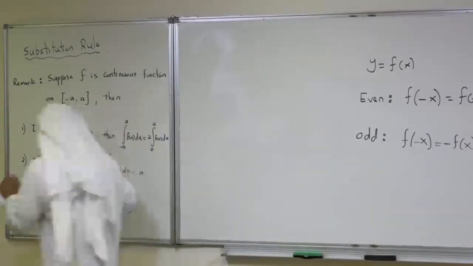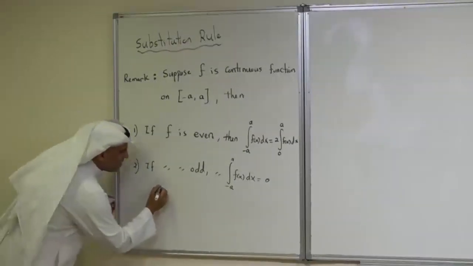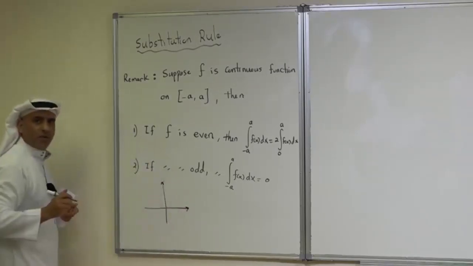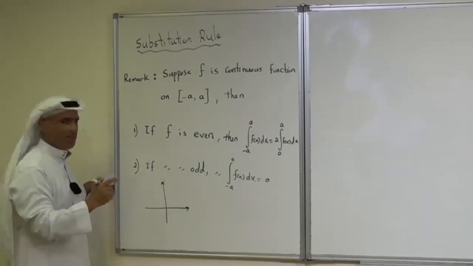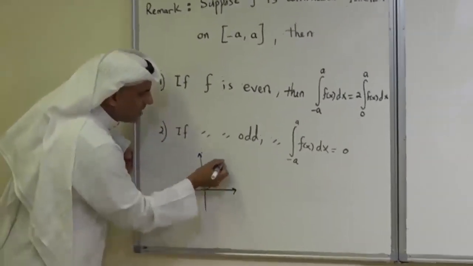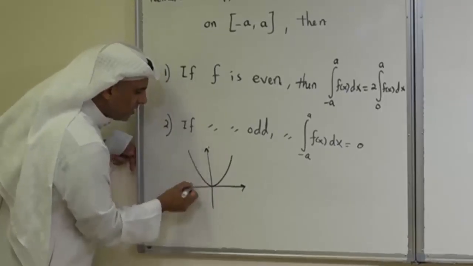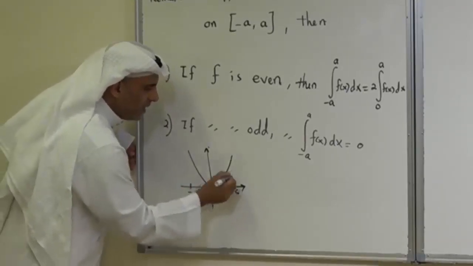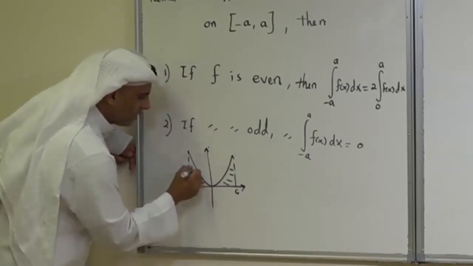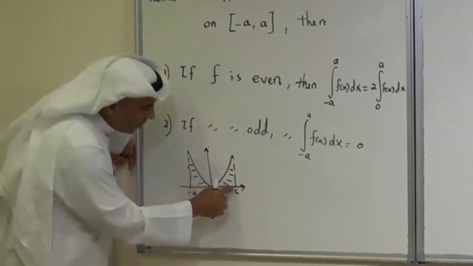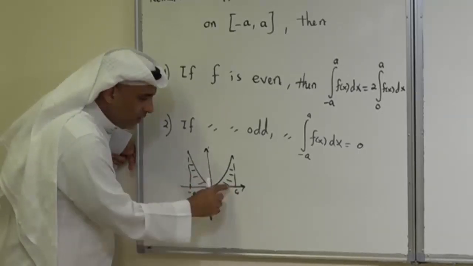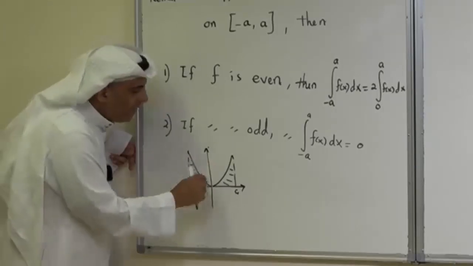Let us just briefly talk about this. Assume we have a function that is even. We said even means it is symmetric around the y-axis. It could be symmetric around the y-axis and above the x-axis. So this is minus a, this is a. In this case, you can see this portion here is exactly equal to this one.